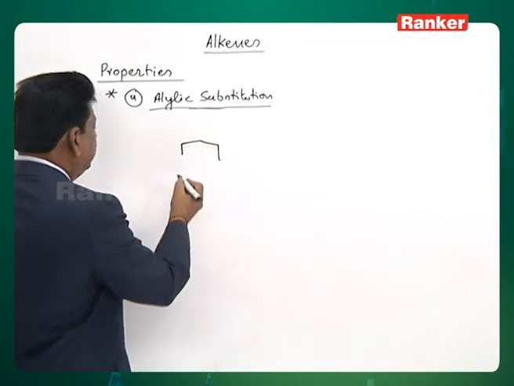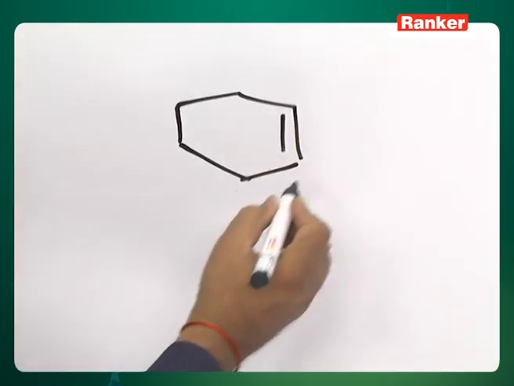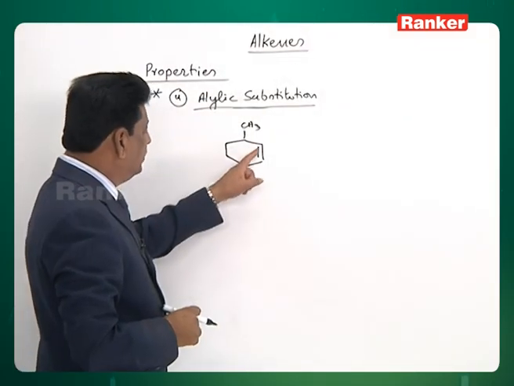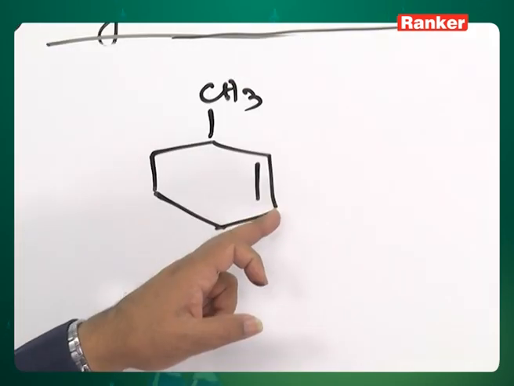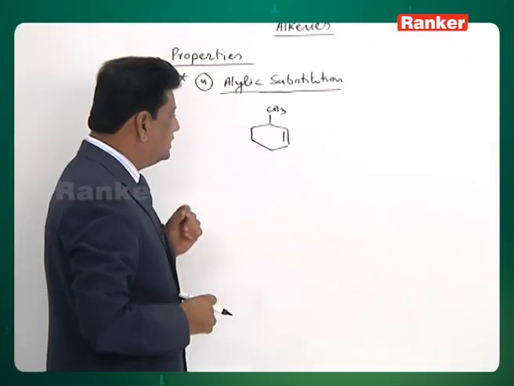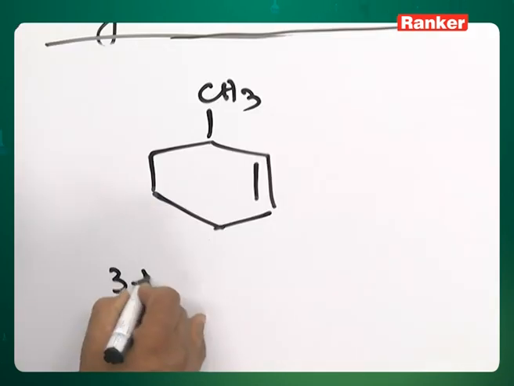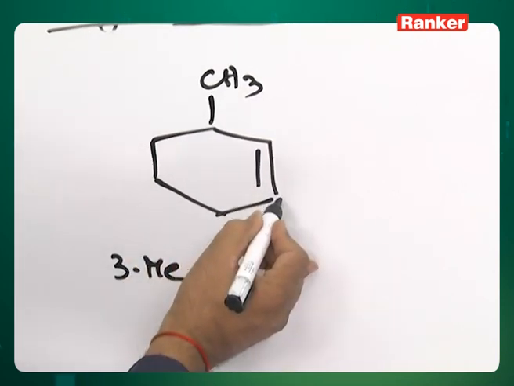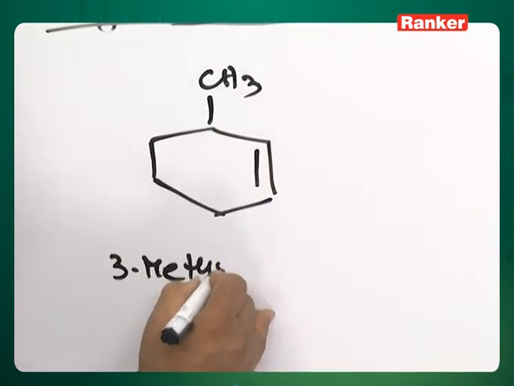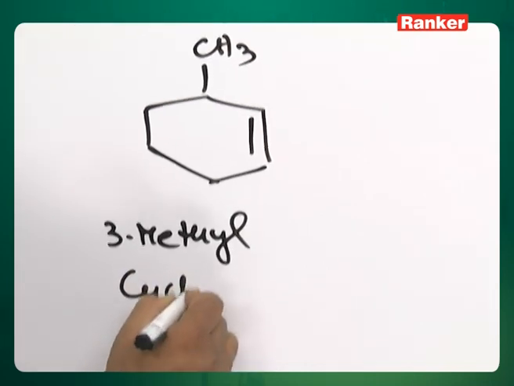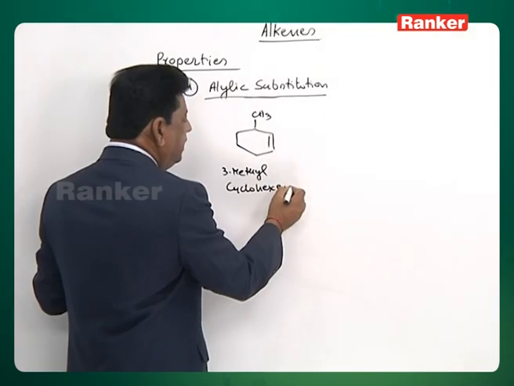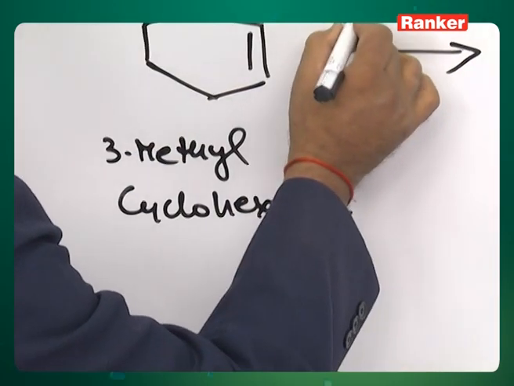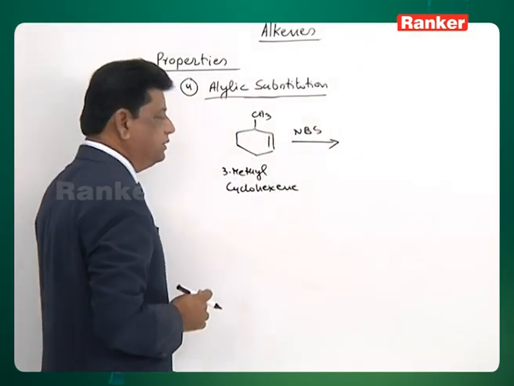If the compound is a cyclohexene having one methyl group here, numbering from 1 to 3, it is 3-methylcyclohexene. Numbering starts from here and goes that side; if it started here, it would come this side. So 1, 2, 3, 3-methylcyclohexene. The ene is at carbon 1, understood. This is treated with N-bromosuccinimide.